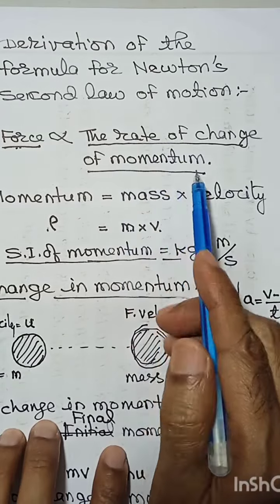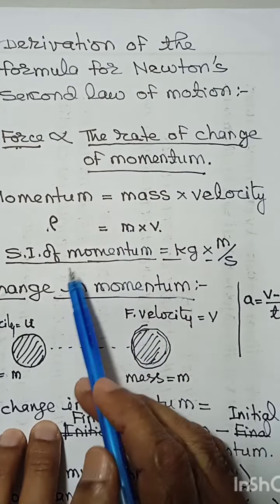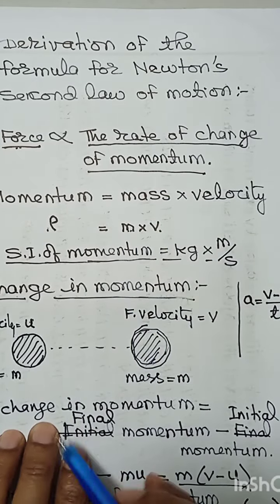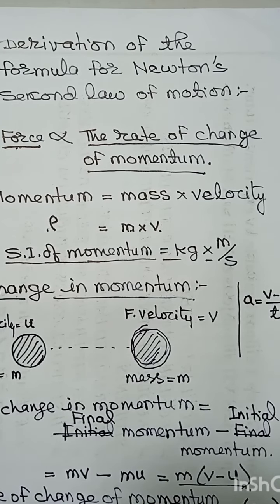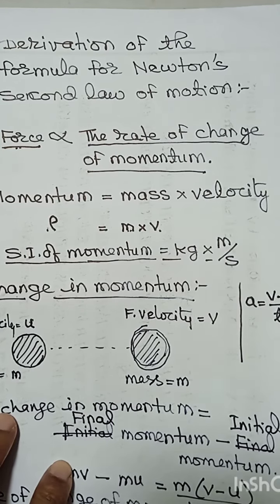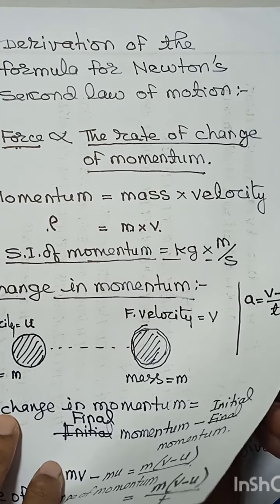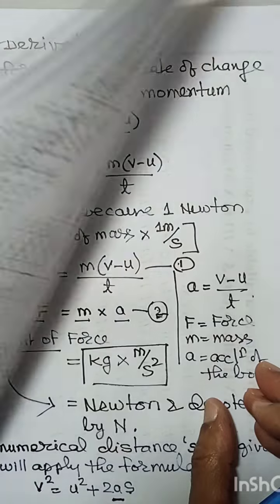Force is proportional to the rate of change of momentum. Momentum is equal to mass into velocity. Therefore, change in momentum is equal to final momentum minus initial momentum. Therefore, rate of change of momentum is equal to mass into (v minus u) by t. A separate video short I had sent earlier for the 9th class, but I am just revising it.